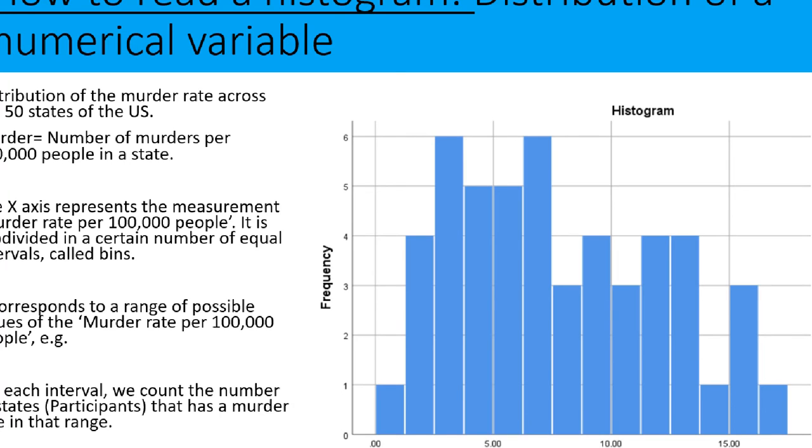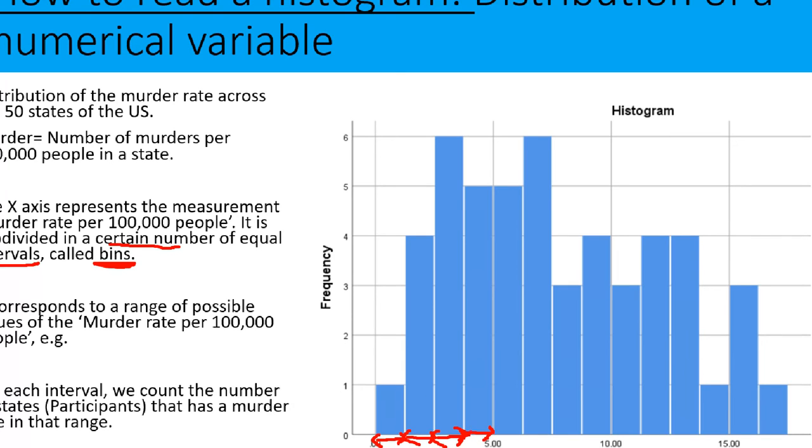The x-axis represents the measurement, murder rate per 100,000 people. It is subdivided into a certain number of equal intervals that we call bins, B-I-N-S, okay? This is automatically done in any software. Here it's SPSS that is used. They have subdivided the interval automatically. They thought that it was the best subdivision to better visualize your distribution. But in most of the software packages, you can decide the number of bins, okay?